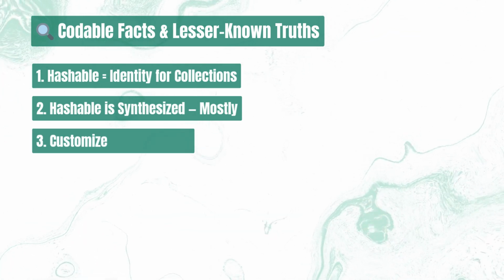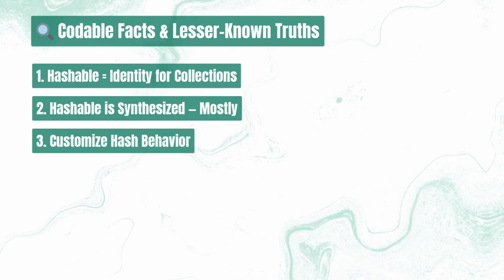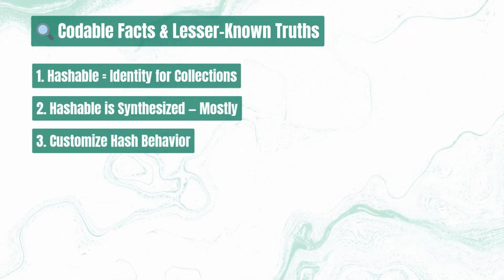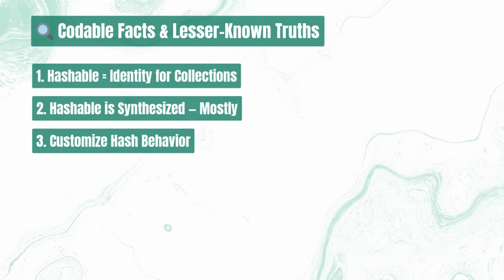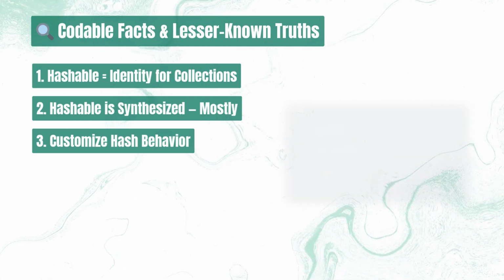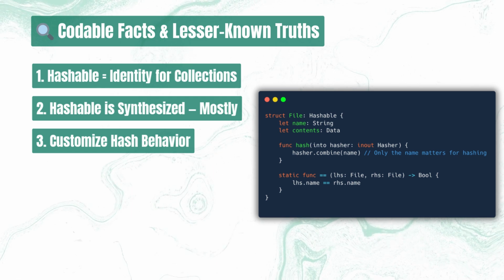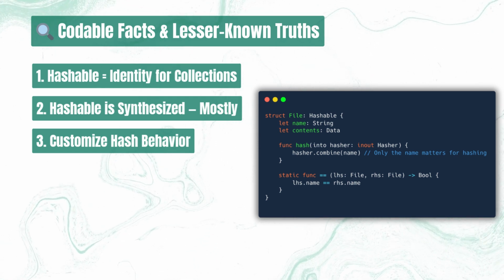Want to hash by just one property? You can override hash(into:) yourself. Same goes for == if you also conform to Equatable. This lets you decide what equality really means. Now two files with the same name are considered the same, even if their contents differ.